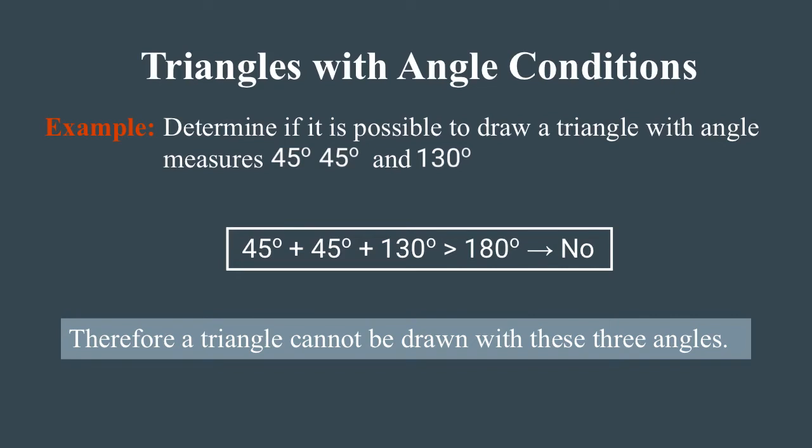As another example, determine if it is possible to draw a triangle with angle measures 45, 45, and 130. Well, 45 plus 45 plus 130 would be greater than 180. So 45 and 45 make 90. 90 plus 130 would be 220. And 220 is greater than 180. So no. Therefore, a triangle cannot be drawn with these three angles.